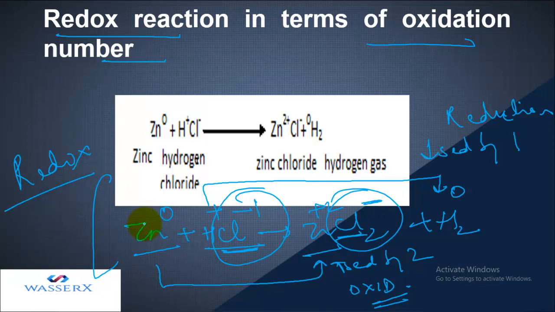And if we want to identify the oxidizing and the reducing agent, here the reduction is being carried by hydrogen, or you can say the hydrogen is reduced, so it is the oxidizing agent. In a similar manner, zinc is the reducing agent. So by doing this, you can make out which substance is getting oxidized and which is getting reduced.